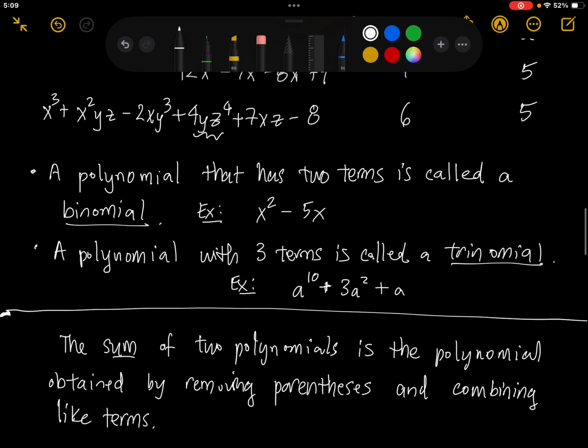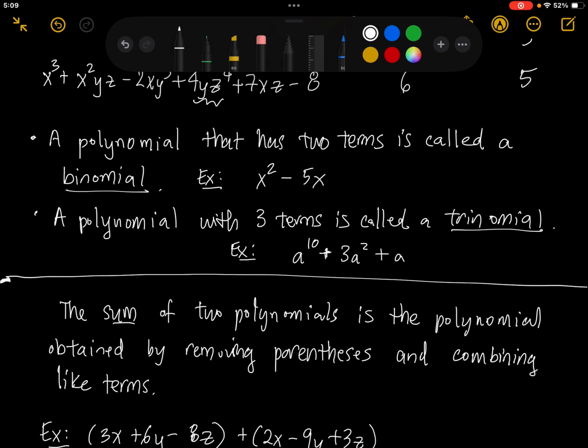Okay, and then a few more terms that are sometimes used. A polynomial that has 2 terms is called a binomial. So one example is x squared minus 5x. And a polynomial with 3 terms is called a trinomial. So for instance, a to the 10th power plus 3a squared plus a. So I have 3 terms because I'm adding that, and that. Those are my 3 terms. I wouldn't bother memorizing the terminology, binomial and trinomial, but they are terms that show up occasionally.